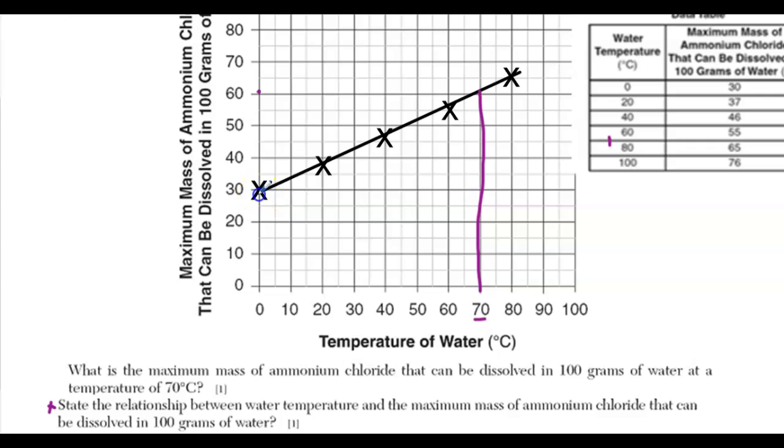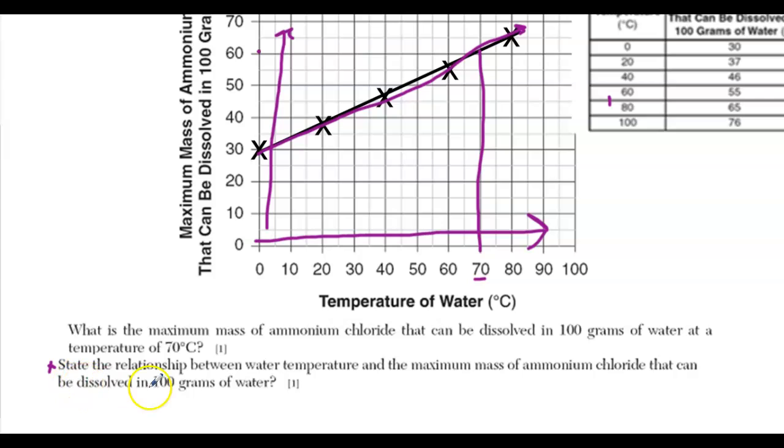Let's look at the shape of the line. The line tends to rise, goes up. So that means as I increase the value of temperature, I'm also increasing the value of solubility. So to put it in a sentence, the relationship between water temperature and the solubility of this material would be stated as the following. As the temperature increases, the solubility of the material also increases.